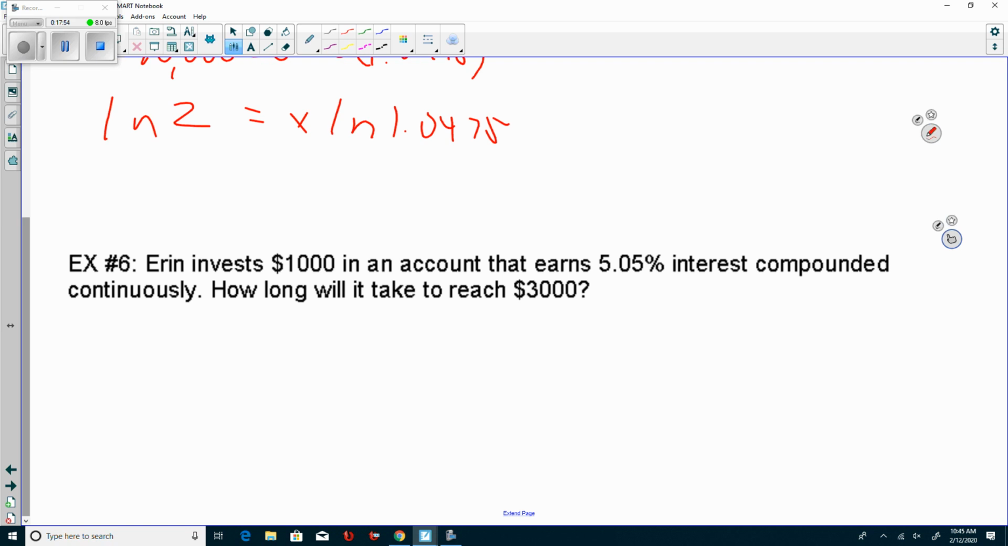Next one. What formula do we use here? PERT. Okay, how do you know it's PERT? Yep, compounded continuously. Okay. So how long will it take it to reach 3 grand? Okay, interest 5.05. You got to be careful with this one. Is there a 1 plus or minus? So eventually got 3 equals e to the 0.0505 t.